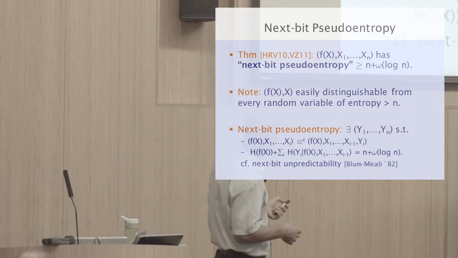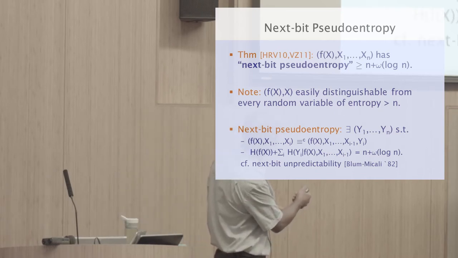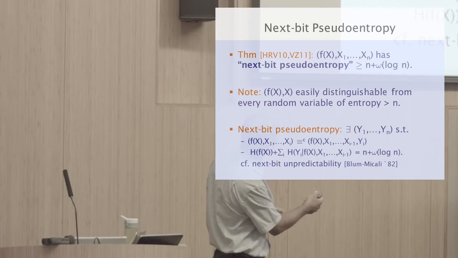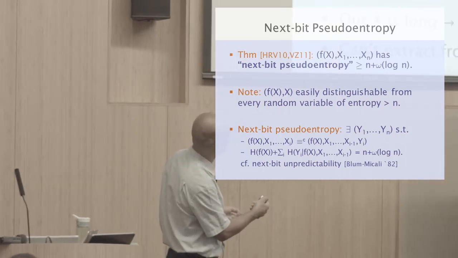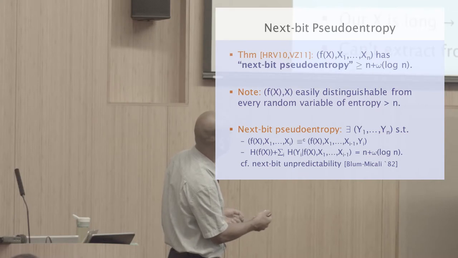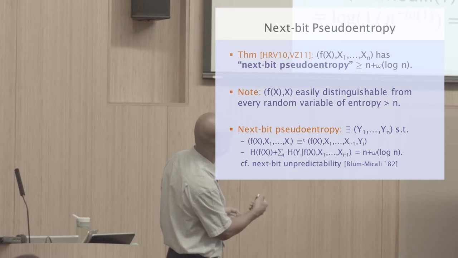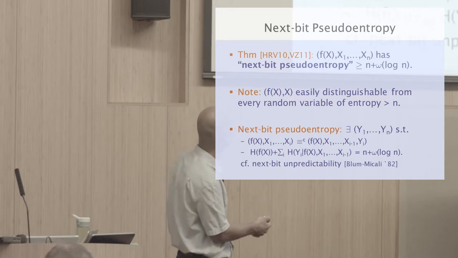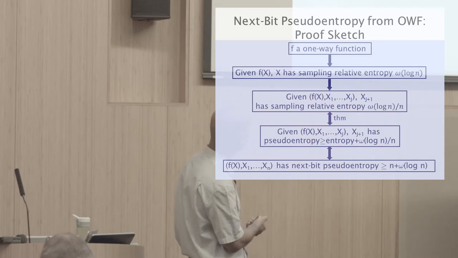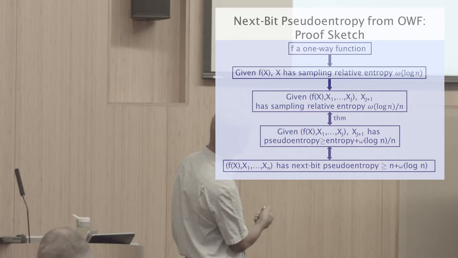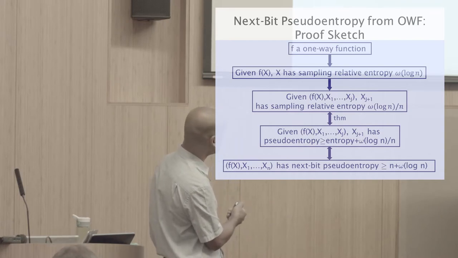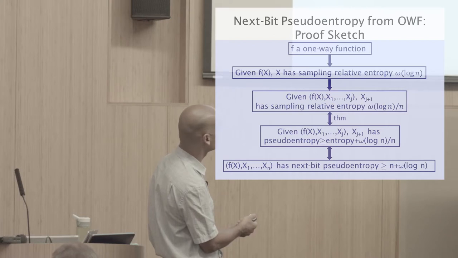All right, so let me just explain how this fact, this next bit pseudo-entropy of this sequence, follows from the theorem, the equivalence between sampling relative entropy and pseudo-entropy of x given z, along with the lemma that we had before about the sampling relative entropy of x given f of x. All right, so we have a one-way function, and the claim which we proved before says that given f of x, x has sampling relative entropy super logarithmic in n.